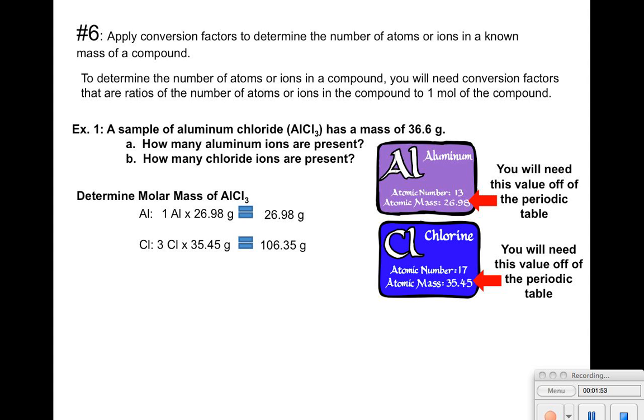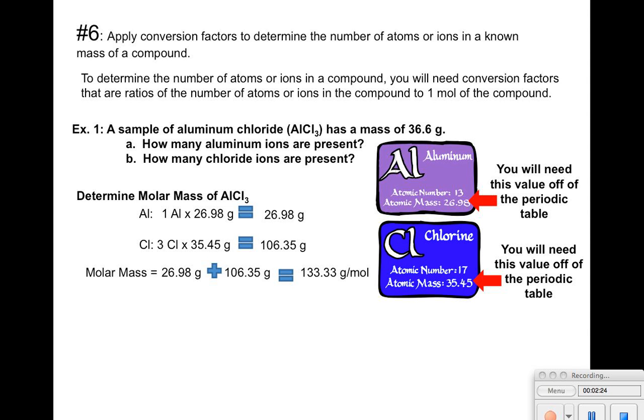Now what we need to do is determine the molar mass. So remember, we need to add these two values together. So 26.98 grams plus 106.35 grams. And we plug that into our calculator, we get 133.33 grams per mole of aluminum chloride. That is the molar mass. Once you have the molar mass, then you can continue on with the problem and actually solve it. But for these types of problems, you need to get the molar mass of the compound first.